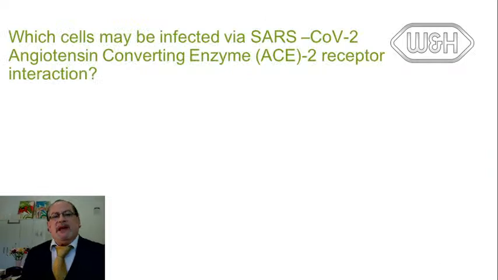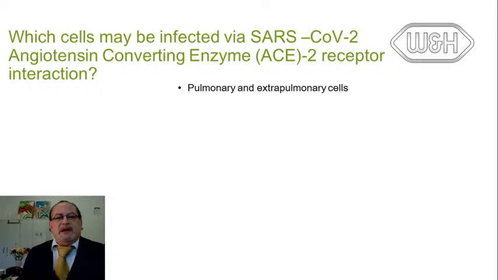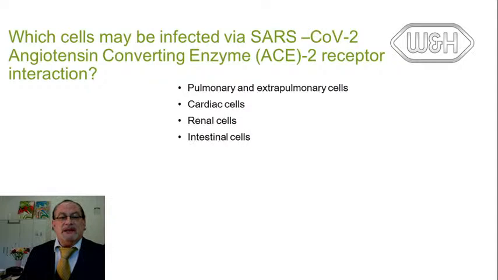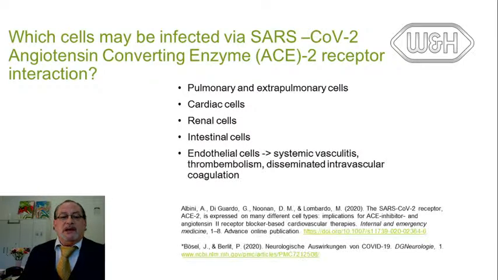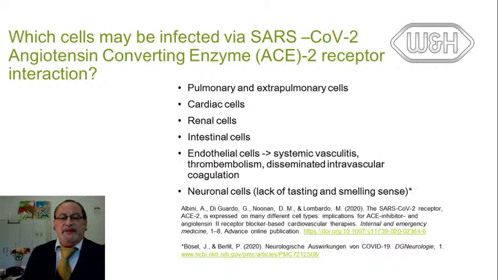So which cells may get infected via the SARS-CoV-2 angiotensin converting enzyme ACE2 receptor interaction? First of all, as we all know, the pulmonary cells, but there are also extrapulmonary cells that carry the angiotensin converting enzyme receptor, such as cardiac cells, renal cells, intestinal cells, and the endothelial cells, leading to systemic vasculitis, thromboembolism, and disseminated intravascular coagulation. Also, neuronal cells may be affected, leading to the lack of tasting and smelling sense.